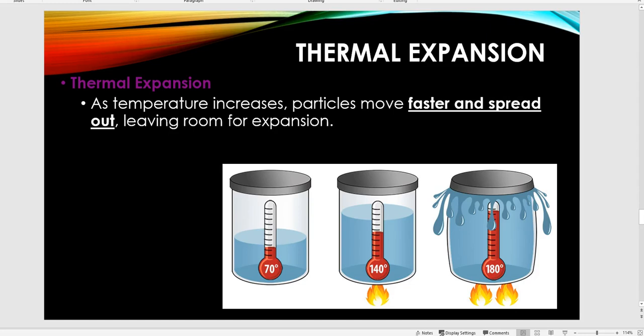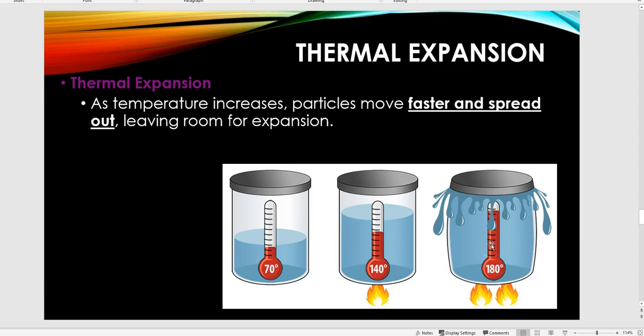So here's an example of thermal expansion. We have 3 different containers of the same quantity of water as temperature increases. We'll call this one container A. It's 70 degrees. Our liquid is at this level in the container, and those particles are sliding past one another pretty slowly. If we add heat, thermal energy, and double that temperature, you can see that we almost double the volume, or the amount of space that liquid takes up, in container B, even though it was the same original amount of liquid. Now let's say we increase that temperature another 40 degrees.